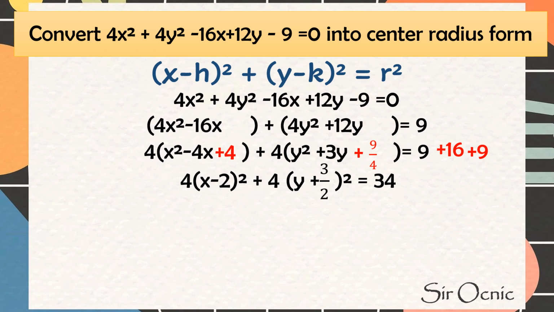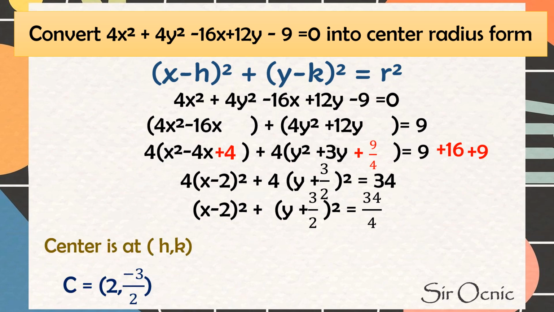By dividing the equation in terms of the common factor, we will then have quantity x minus 2 squared plus quantity y plus 3 over 2 squared equals 34 over 4. We now have the values of h and k, so we can now identify the coordinates of our center. The center is at 2, negative 3 over 2, while the length of the radius is equal to square root of 34 all over 2.